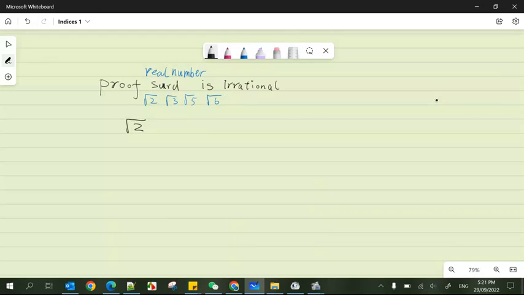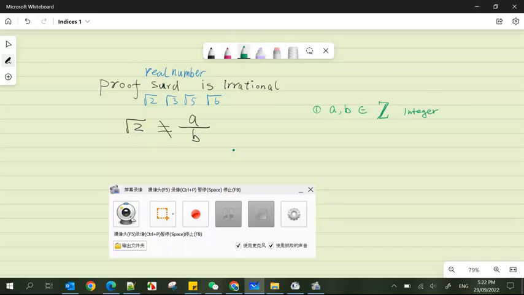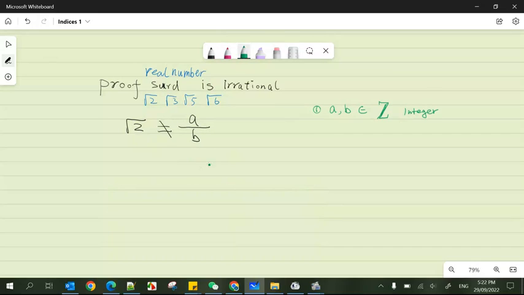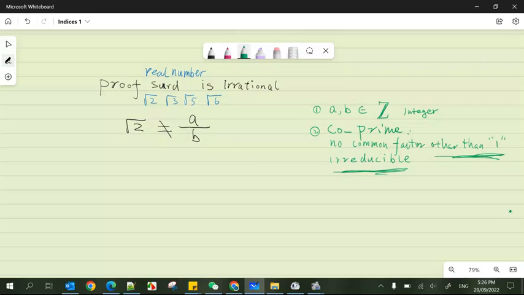cannot be equal to two integers in a fraction, a over b, where a and b are integers and they share no common factor. In this case, we give them a name. We call this kind of number co-prime numbers. So co-prime numbers are integers that have no common factor other than 1, and they are non-reducible.